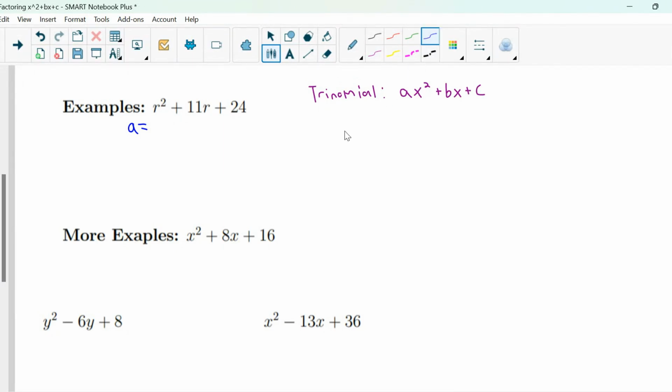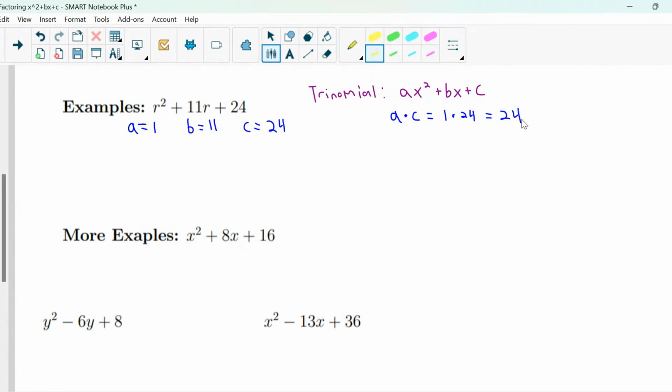So based on what I just laid out, our A value is our coefficient on r squared, which is just 1. Our B value is our coefficient on r, which is just 11. And our C value is just our constant, which is 24. So for the AC method, we are going to multiply A times C, which in this case is 1 times 24, which is just 24.